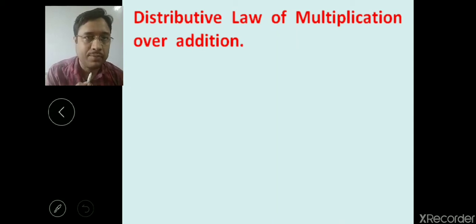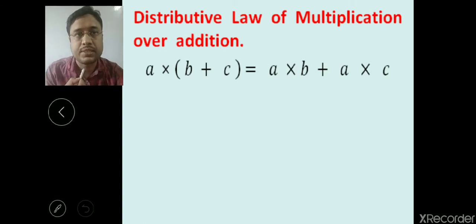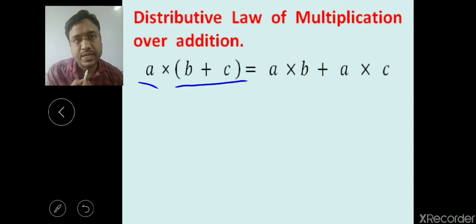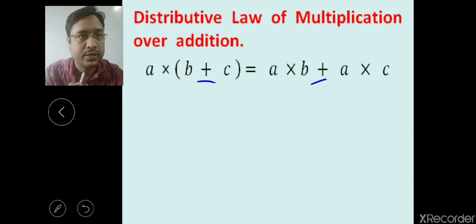For multiplying a monomial and a binomial, this property is required, the distributive law of multiplication over addition, that we can use over subtraction also. So first you see this: a into b plus c, here b plus c is a binomial and a is a monomial algebraic expression. So a will multiply to b and c both separately, and the sign in between is plus, so you will write that sign as it is, without changing it.